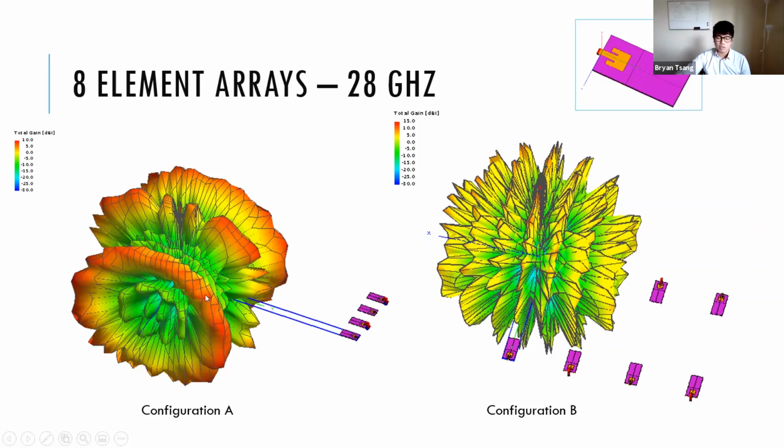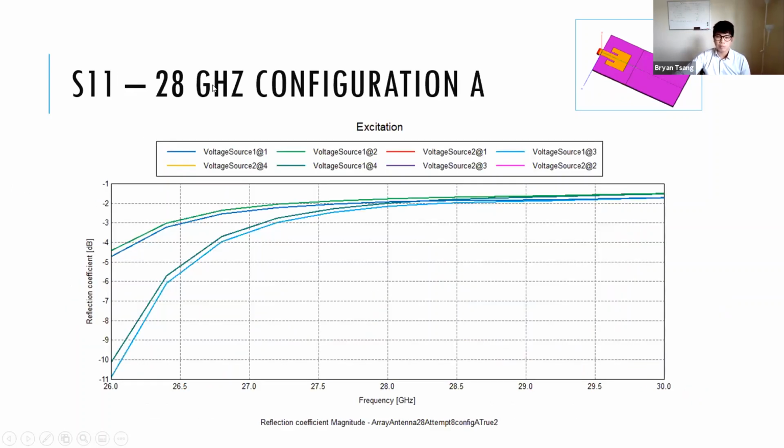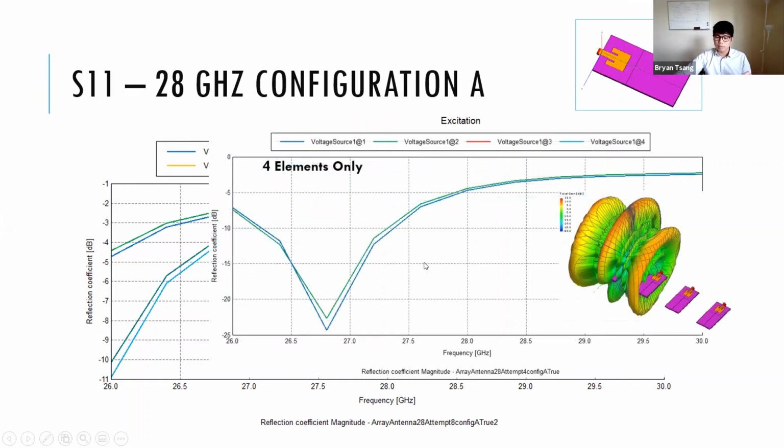It's cool to note that as we implement more elements, the gain of our antenna goes up. So here's the S11 parameter for the 28 gigahertz configuration A. The operational frequency has slid down dramatically, but I didn't simulate it again. I tried doing 4 elements only, and it gives a much better reflection coefficient.